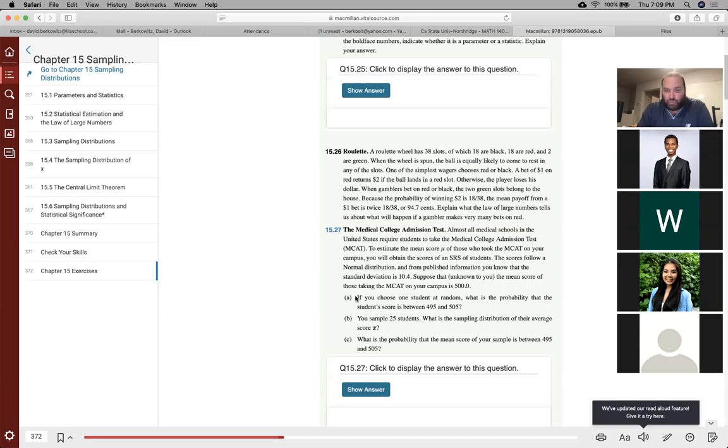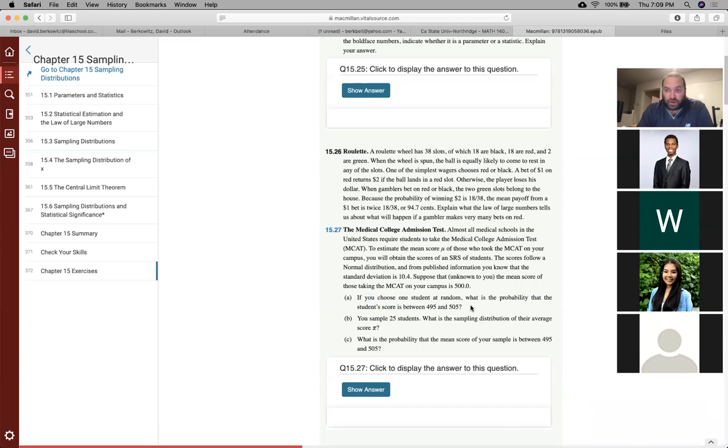The question is, if you choose one student at random, what is the probability that the student score is between 495 and 505? Somebody give me a strategy for how to do this. If you take one student at random, what is the probability that the student score is between 495 and 505? How do I do that? Anyone? Euler?